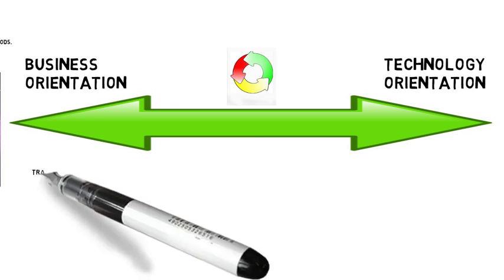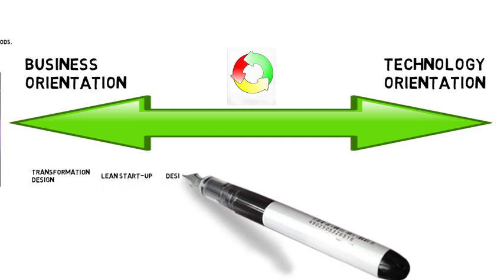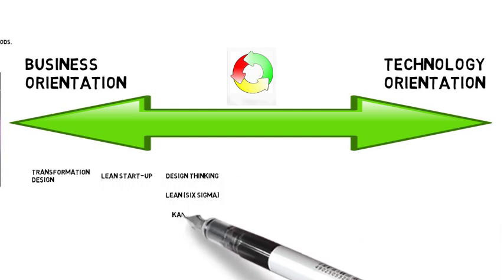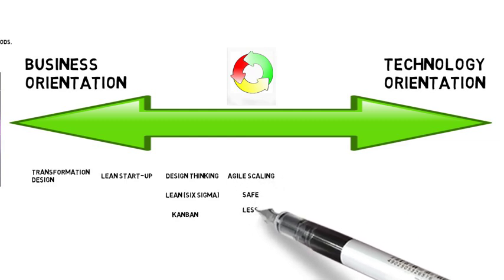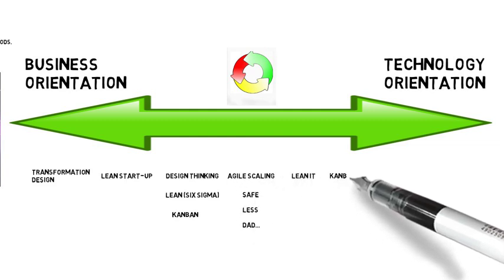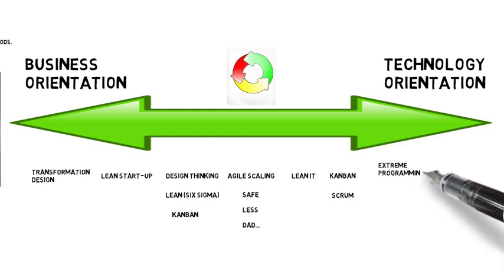Also, Agile methods in general give us a response to VUCA, which is volatility, uncertainty, complexity, and ambiguity. So here's our spectrum of Agile methods, all the way from the most business-oriented with transformation design, all the way to the most technical-oriented with DevOps and extreme programming practices. So with that said, let's dive in.